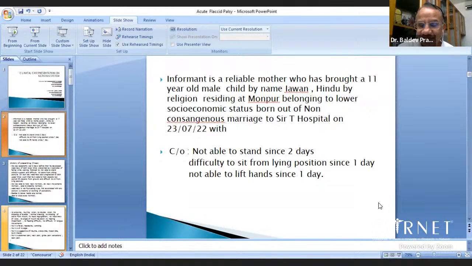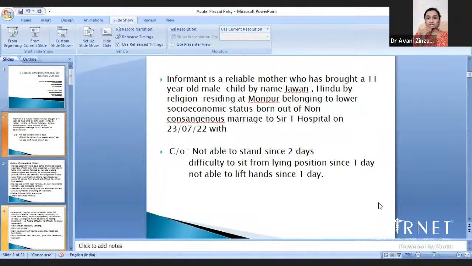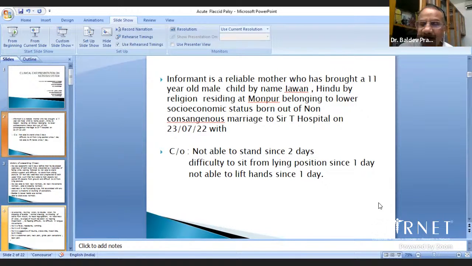Yeah. Okay. So, sir, since the patient was not able to stand for 2 days, I would like to ask whether there was any precipitating event, like a history of trauma or any injury before that. And since the patient was not able to sit from the lying down position. But Avni, I don't know about trauma and everything. Not able to stand, I will say it is possible due to pain. Yes, it could be possible.